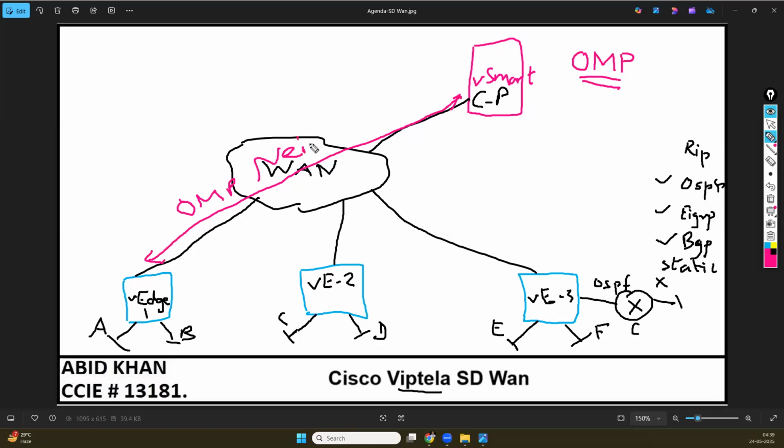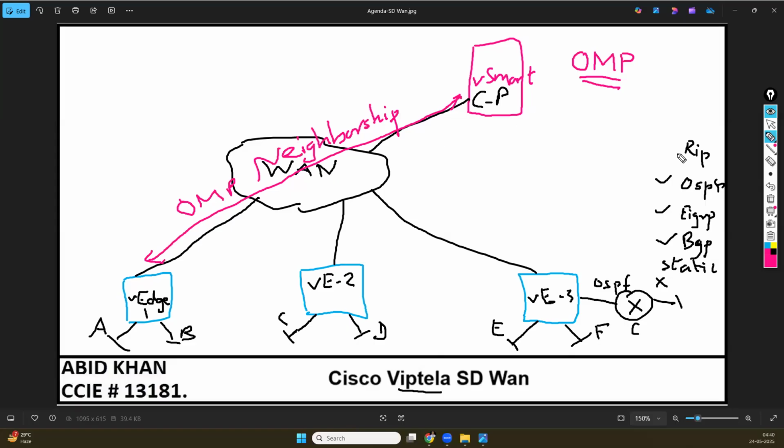OMP is ultimately also a routing protocol, but it is a proprietary protocol. Here we'll have OMP neighborship, just like how we used to have OSPF neighborship, EIGRP neighborship, and BGP neighborship. In the same way, since this protocol is enabled, once we have configured all the components, the WAN edge will inform the vSmart.